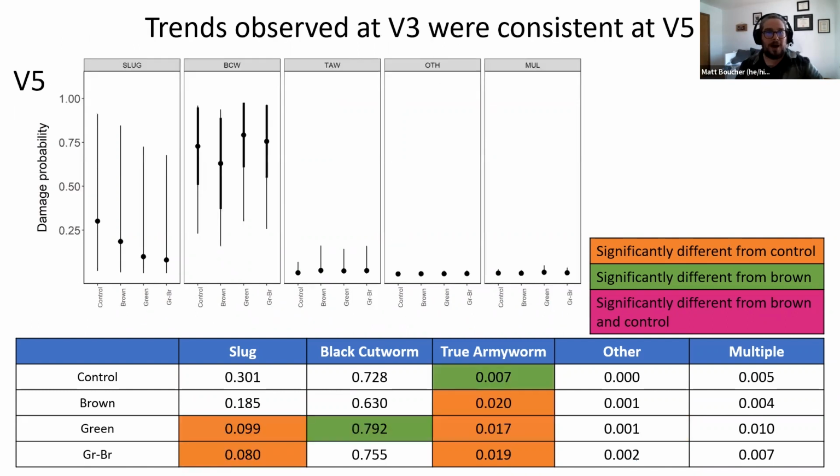Same thing at V5, and it's actually even more interesting when it comes to slugs, because now you're seeing at V5 a higher rate of attack by slugs in the control plots. So here you are, you're planting green down here, your control is up here. Again, to point out, in general for slugs, the damage probability is actually pretty low here. It's over 25%, it's at 30% for the control, and it's down to about 10% for planting green.